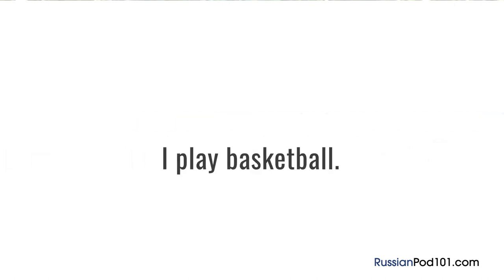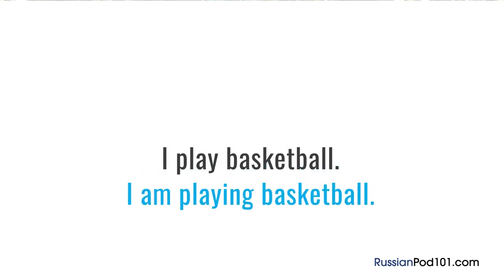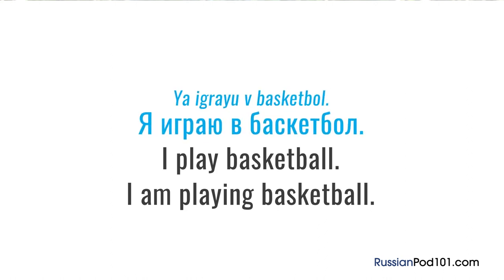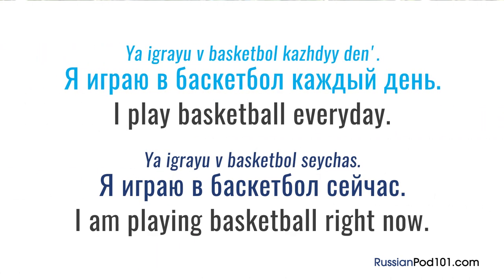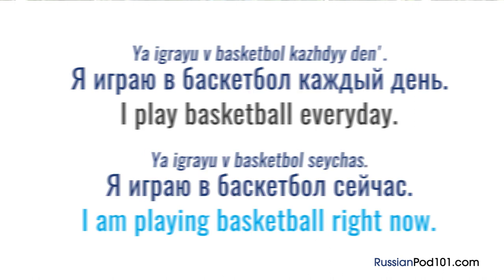In English, in the present tense, for an action that happens regularly, you'd say, I play basketball. And for an action that is happening right this moment, you'd say, I am playing basketball. In Russian, instead of these 2 structures, you only need to use 1, Я играю в баскетбол. And then you can specify, Я играю в баскетбол каждый день. I play basketball every day. И я играю в баскетбол сейчас. I'm playing basketball right now.